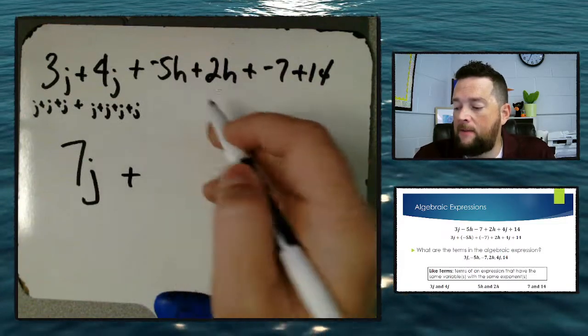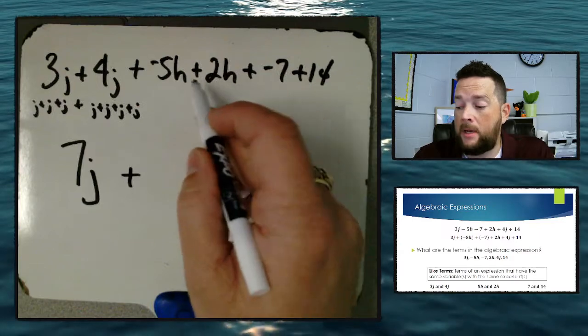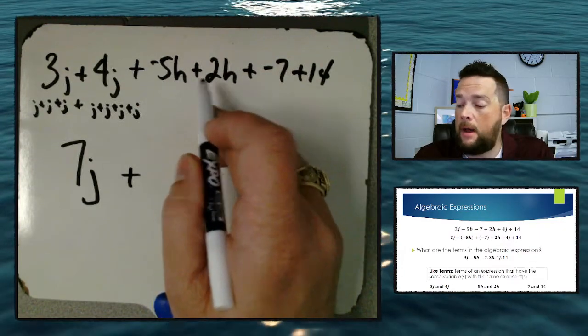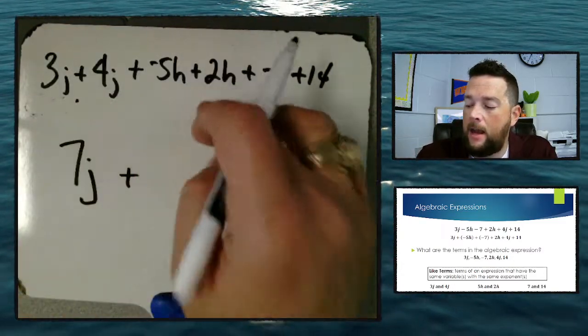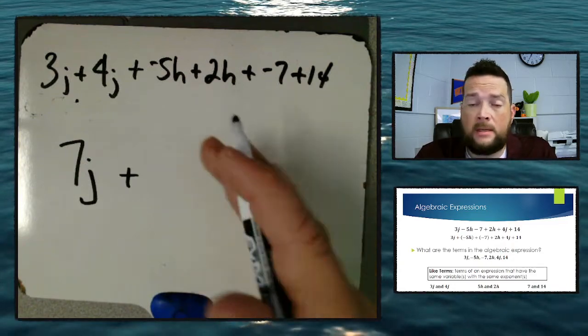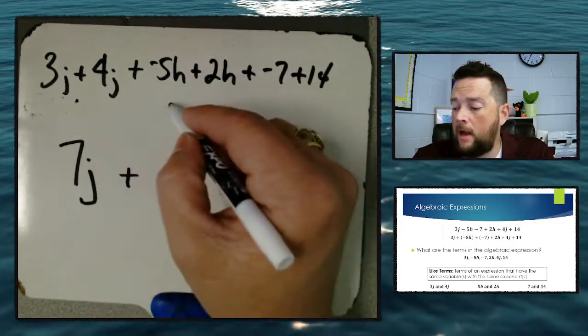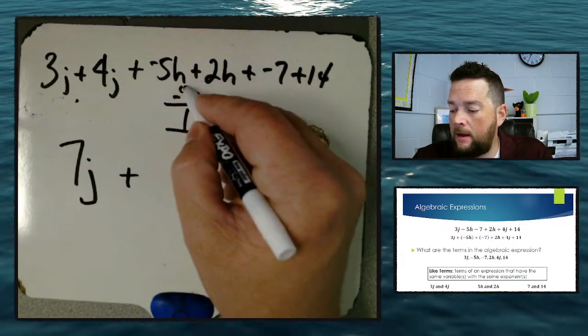I've got a negative 5h and a positive 2h. Because these both have h's, I'm going to add the coefficients together. Now I'm going to be careful here because this is a negative 5 and a positive 2, which means these two numbers are at war with each other. They're at odds with each other. Now I could put those on a tug line if I needed to, just like this. And this is a tug line for h's.